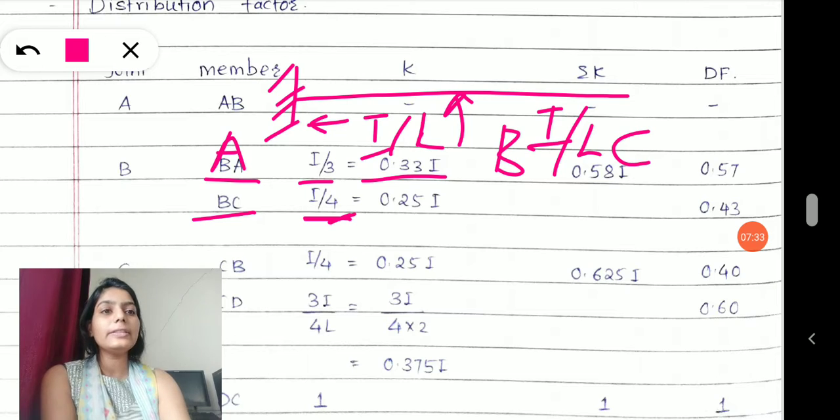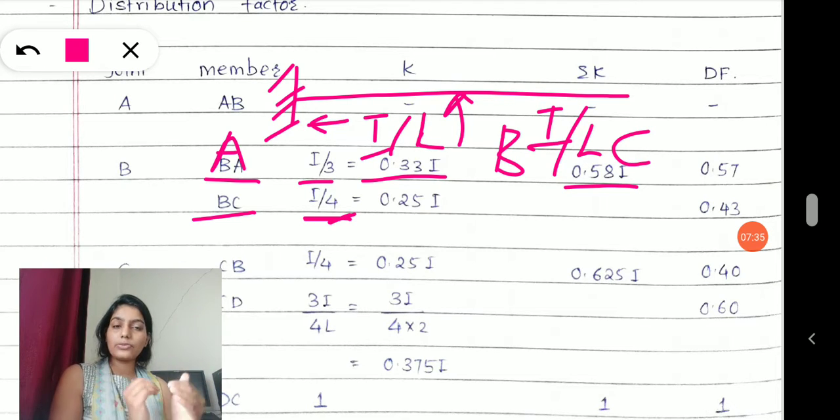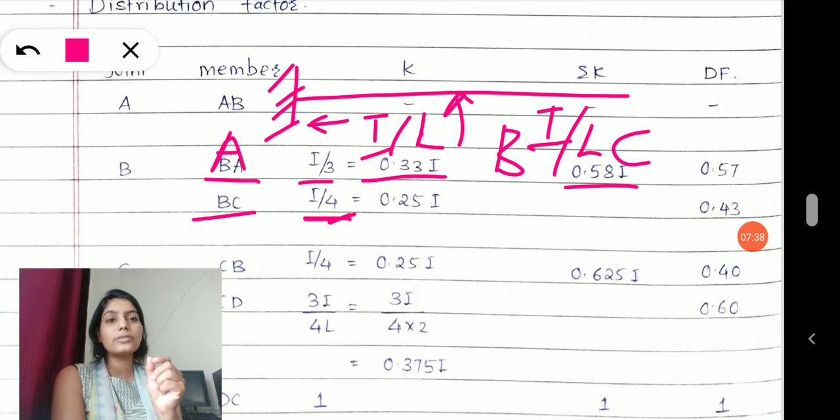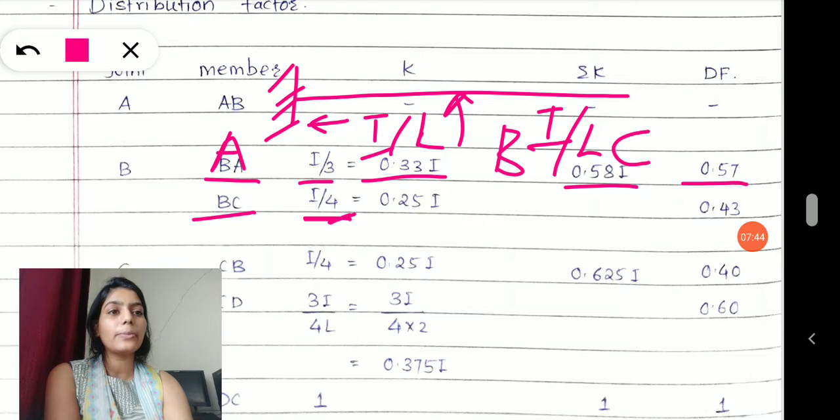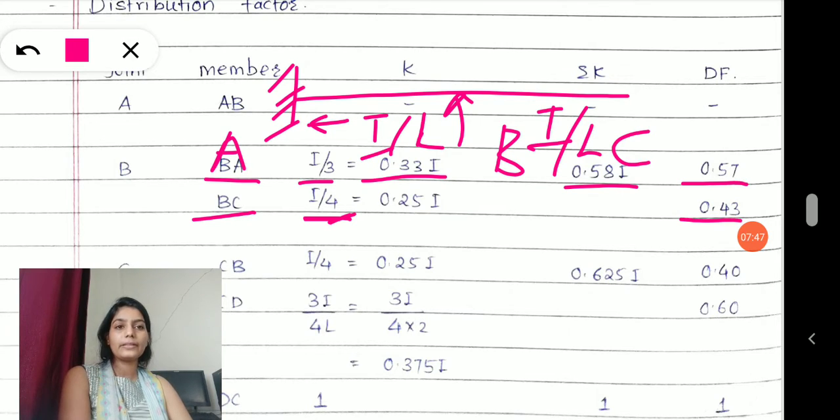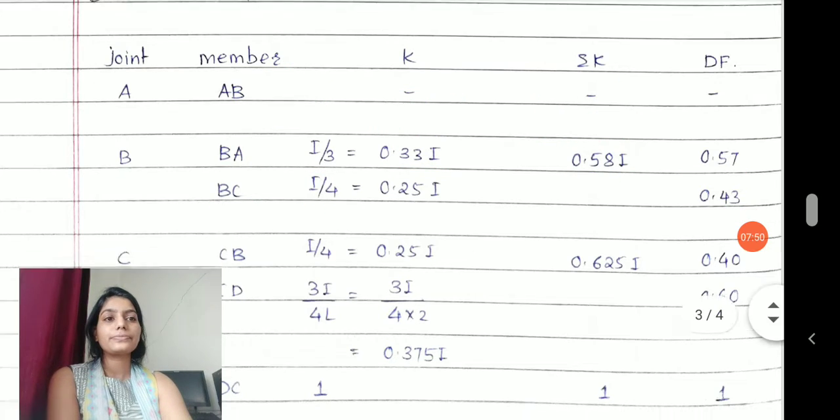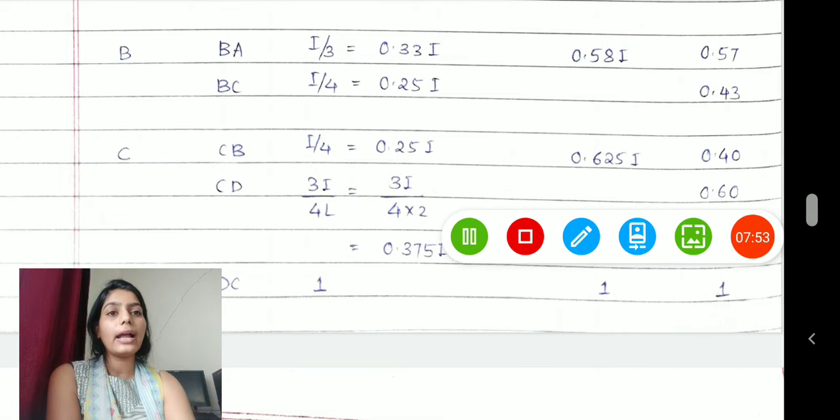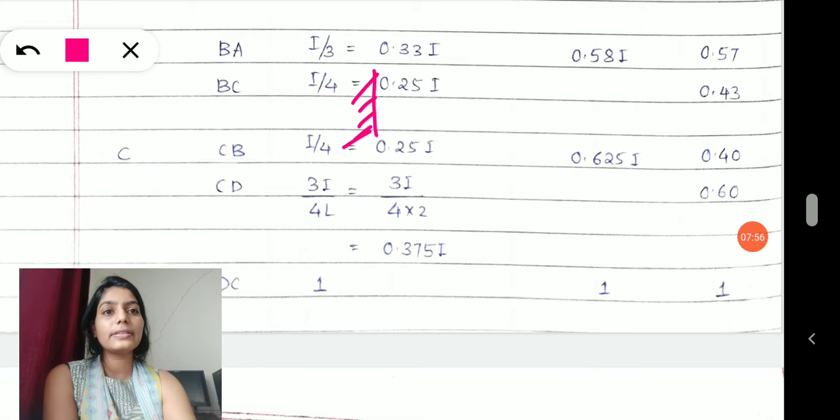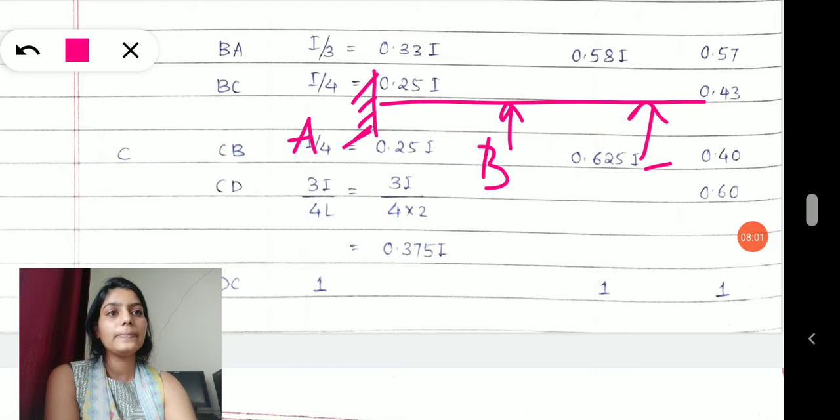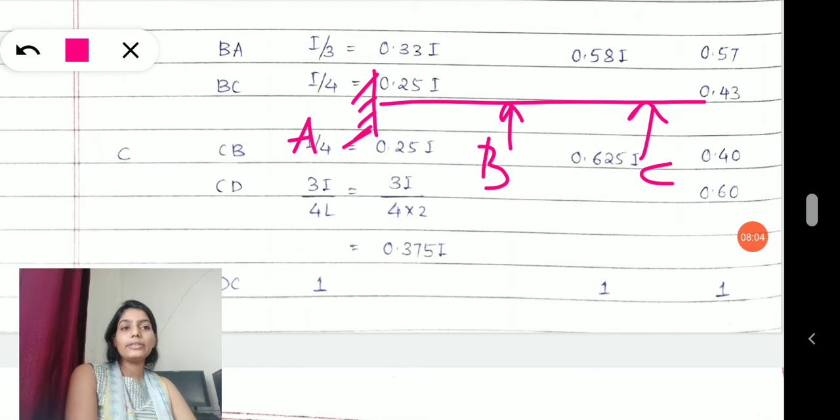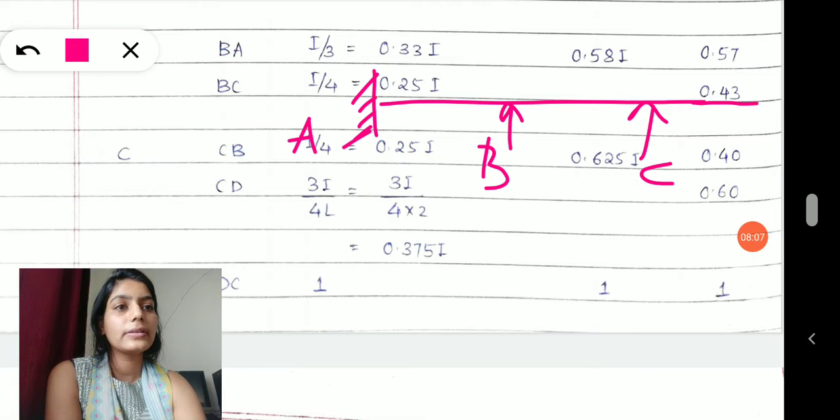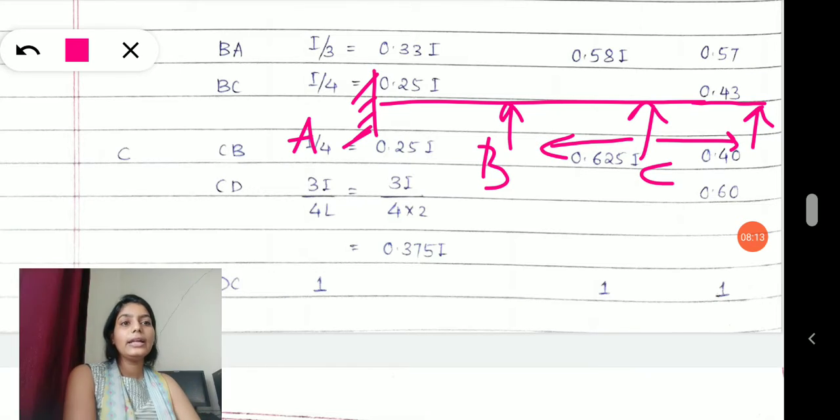Then K is 0.58I, the summation of these two K values for spans BA and BC, which gives me a distribution factor of 0.57 and 0.43. Okay, next is your joint C. At joint C you can see this is the fixed end. You have spans A, B, C. Now you are writing for span CB and span CD, right?